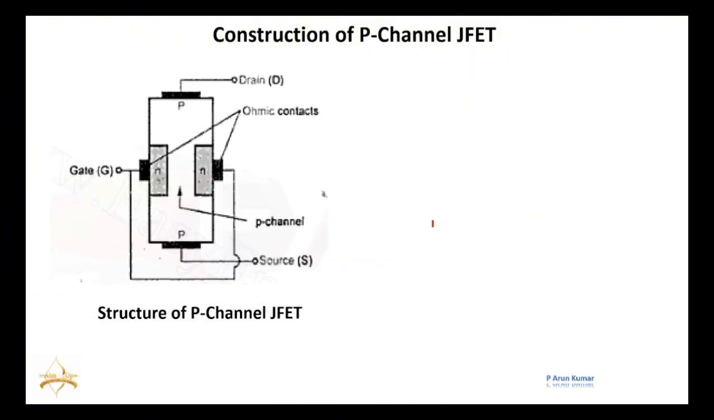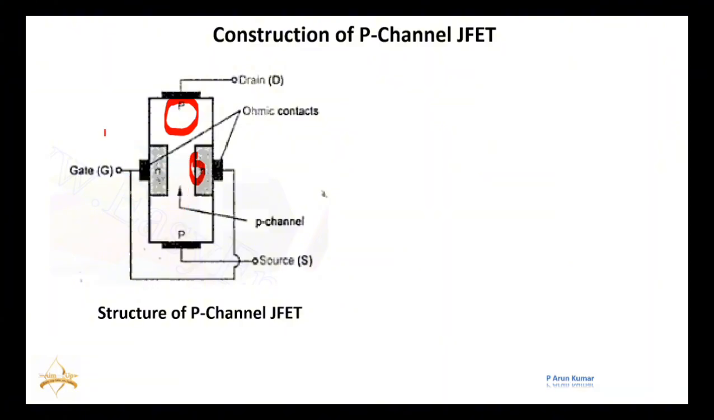Now we'll see the construction of a P-channel, how this P-channel looks. There is only one difference. In the case of an N-channel JFET, the channel is N-type, whereas in the case of a P-channel JFET, the channel is P-type. If the channel is P-type, the other regions should be the opposite, that is N-type. Very simple. The rest of the things are the same.